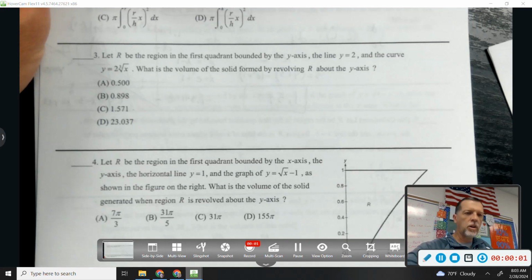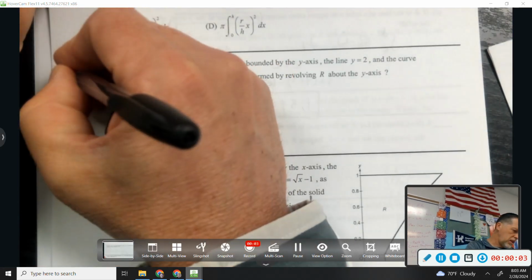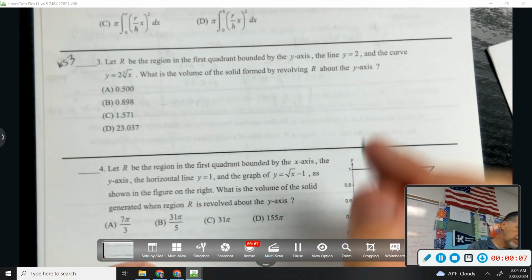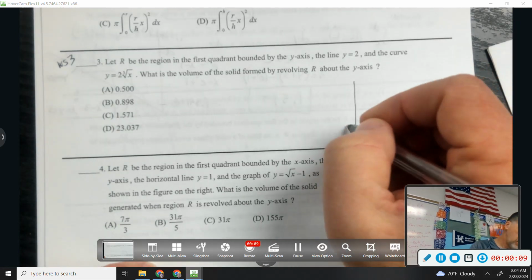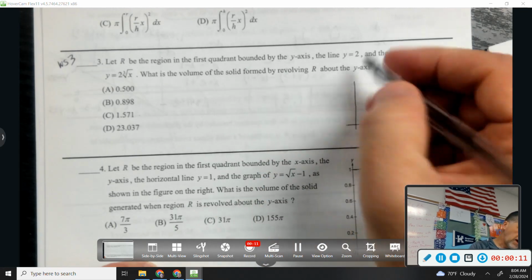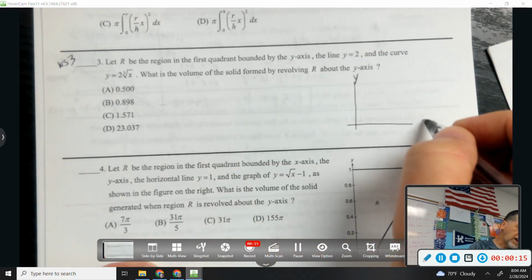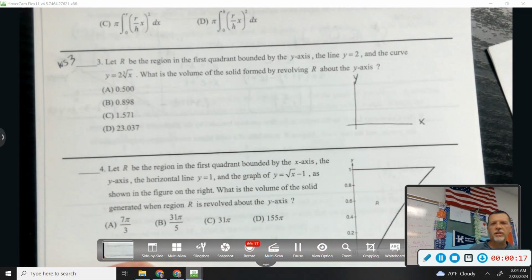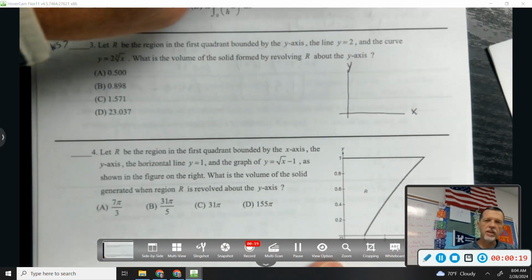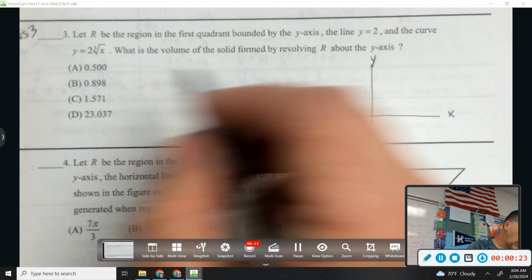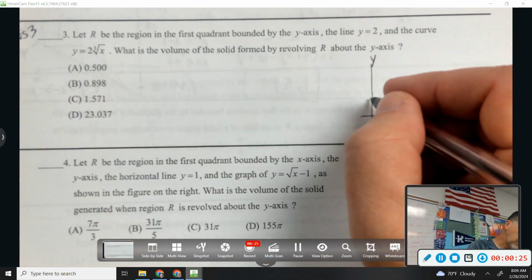All right, this is worksheet 3, number 3. Let R be the region in the first quadrant, bounded by the y-axis. I don't know that it needed to say that because the first quadrant would automatically include the y-axis. Y equals 2 and 2 cube root of x.